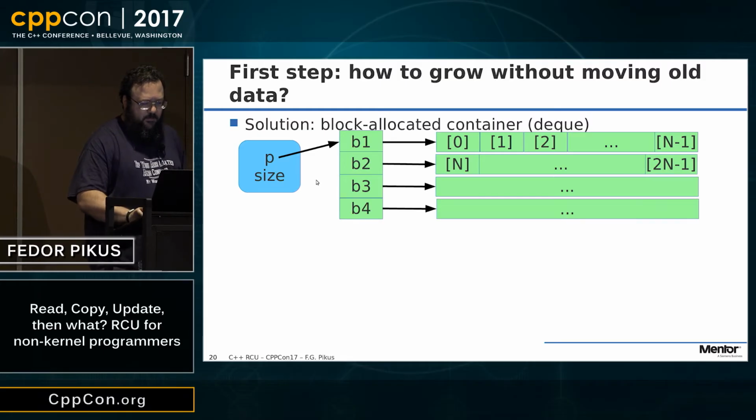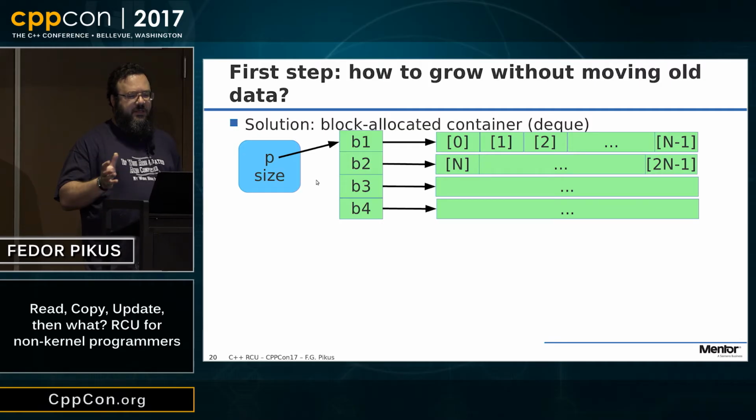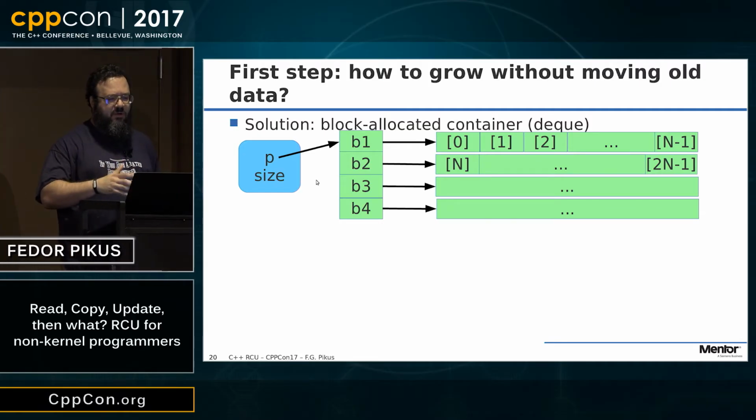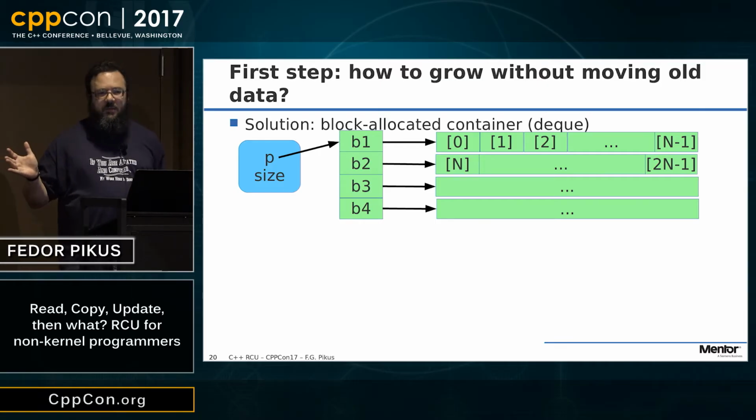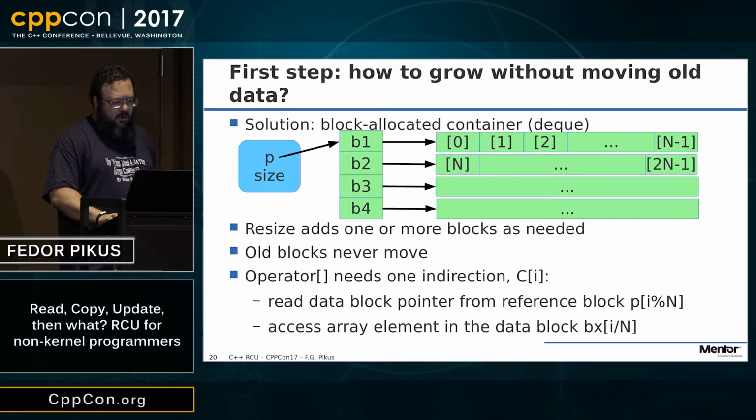So if you want to grow it, you just allocate another data block, add a pointer to the reference block, and you got it without moving any data. You didn't move any of the existing data, all your pointers are valid, everything is fine. So resize adds one block, or maybe more blocks if you're resizing by a lot. Old blocks never move, old data never moves.